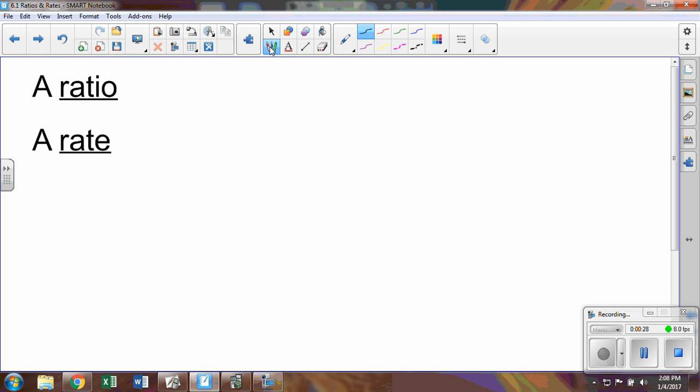A ratio is nothing more than a comparison of two numbers.